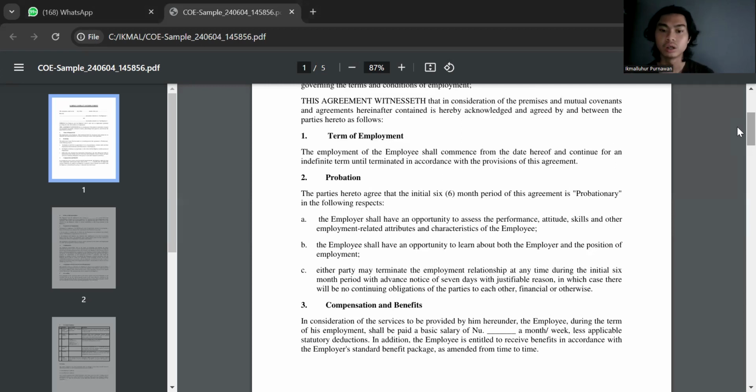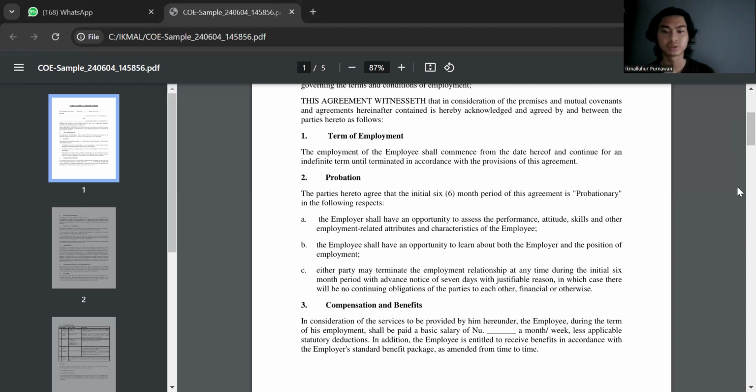So the employee could terminate, or the employer could also terminate this contract anytime during the initial 6 month period with advance notice of 7 days with justifiable reason, in which case there will be no continuing obligations of the parties to each other, financial or otherwise.